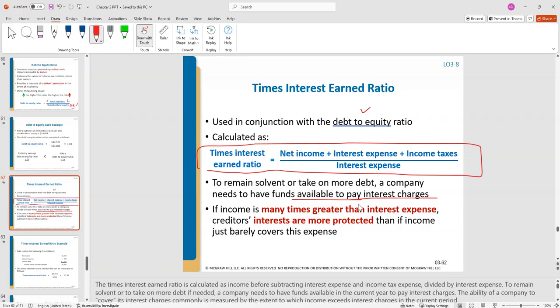So it's just a fancy way of saying, look, if you make a lot of money and it's way above what your interest expense is, that's a good thing. You'll be able to pay that interest expense. If you make less money and you have this big interest expense, you might not be able to pay it.